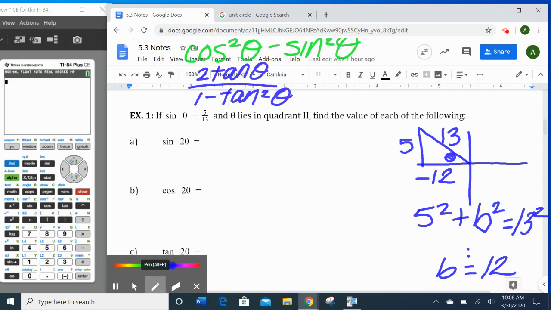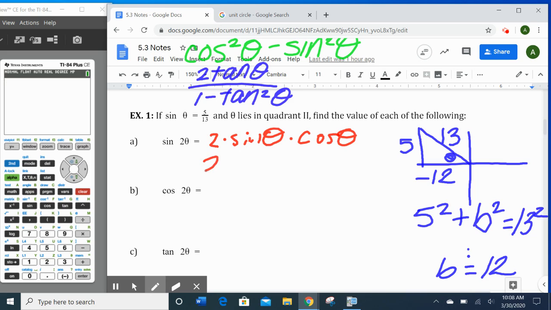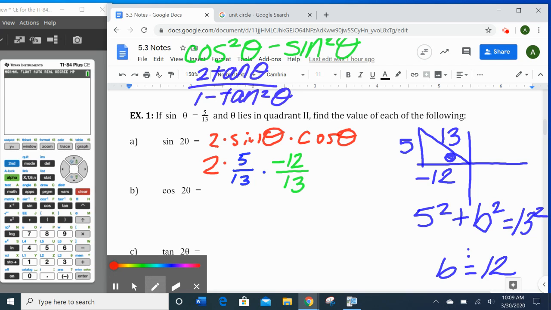So to find the sine of 2 theta, I take 2 times sine of theta times cosine of theta. Well, let's find each of those things. The sine of theta is actually given in the problem, or I can look at my picture and do opposite over hypotenuse, 5/13. And then the cosine of theta is adjacent over hypotenuse, so negative 12/13.